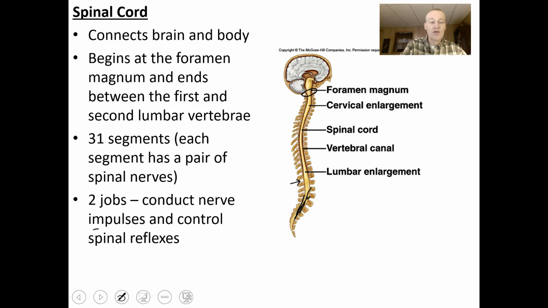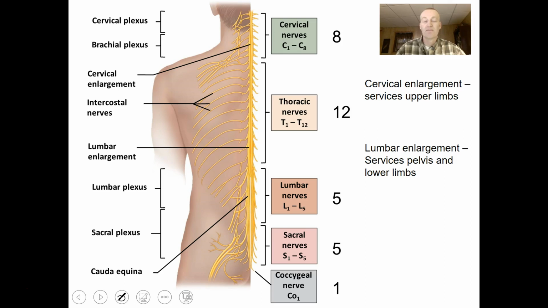Your spinal cord is also part of the central nervous system, and it actually processes information for you in an involuntary way. There are spinal reflexes that occur that are beyond your conscious control, and we'll end this lecture talking about spinal reflexes.